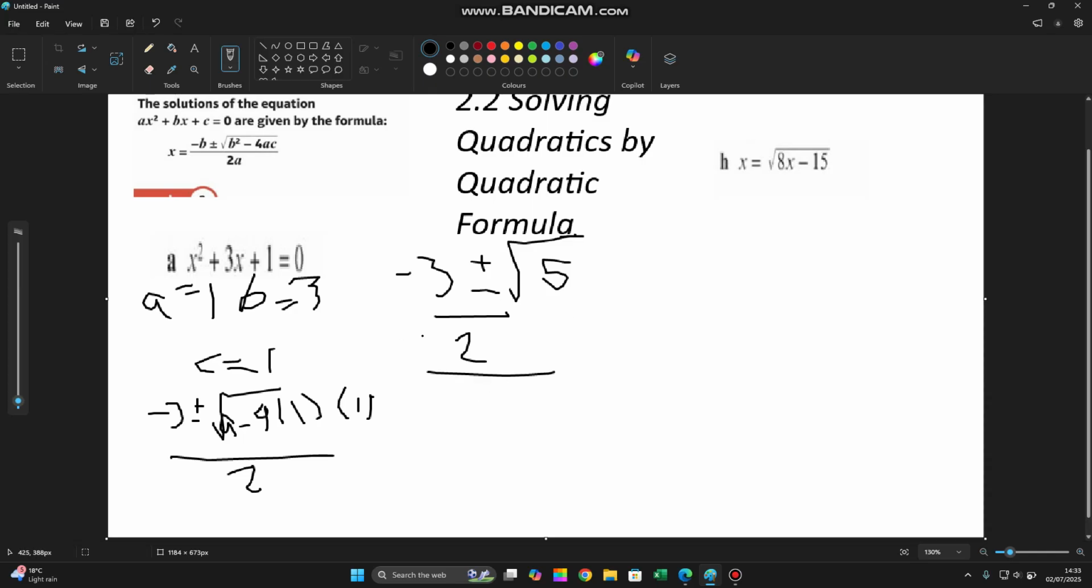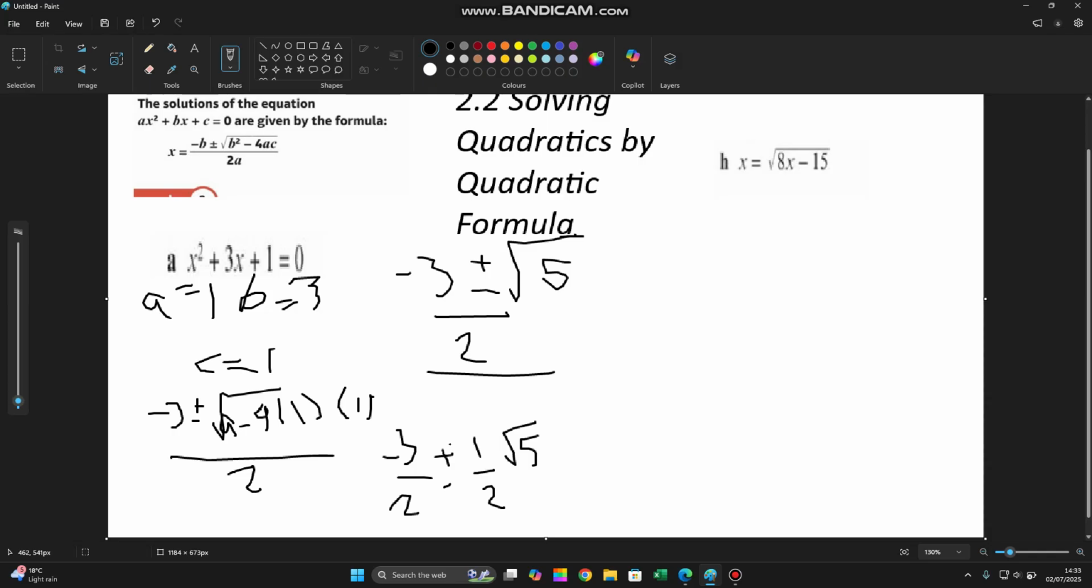That's our answer to the first part, or we can leave it as minus 3 over 2 plus or minus 1 over 2 root 5. There we go. That's another way we can also put it.